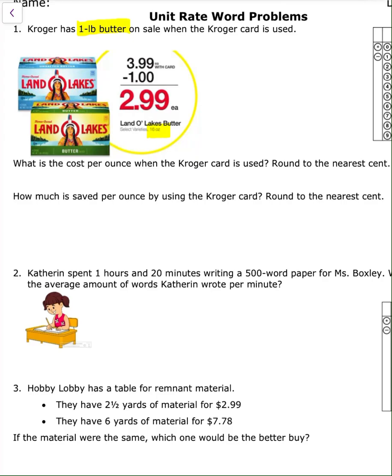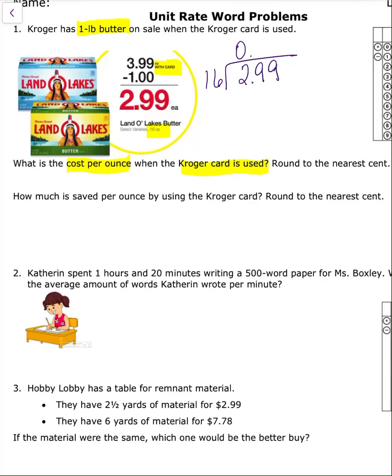So if we didn't see that 16 ounces down there, we could look on our reference chart to see how many ounces are in a pound. It says what is the cost per ounce when we use the card. If we use the card, it's $2.99 each. So we're going to say $2.99 divided by 16. That's messy. Let me write that again. $2.99 divided by 16.